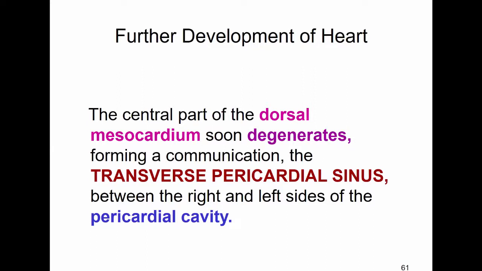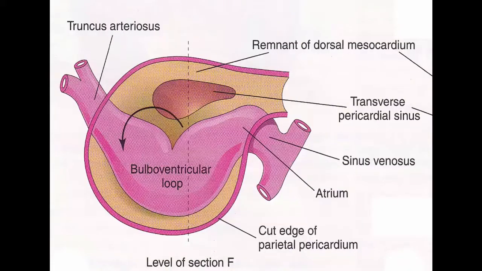So let's look at this picture. Over there is the right side, and this side is the left side. So the heart tube is suspended from the dorsal body wall by dorsal mesocardium. And soon the central part of the dorsal mesocardium will die, that is degenerate, forming a communication between the right and left side of the heart. That means from that side to this side, look at the arrow. And this is between the arterial and venous end of the heart tube.